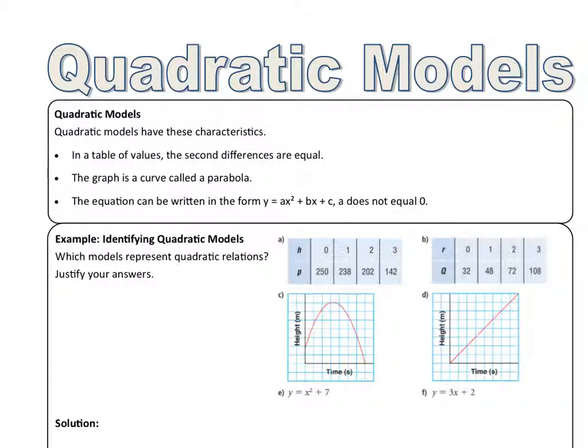And the equation can be written in the form y equals ax squared plus bx plus c, where a does not equal 0. So it always has that x squared value, and that is the highest one. So the highest exponent on the variable of the equation is a 2, just like it is right here. Linear didn't have an exponent, but in quadratics, it has that exponent, and it's a 2. Let's look at how we can identify quadratic models in the different ways, similar to how we did it in the linear models.